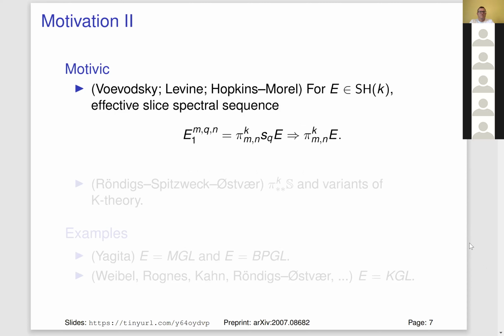So along with equivariant motivation, we also have motivic motivation. So I'm lucky to be speaking second, so everyone now has heard a lot about this category SH(k). So a whole bunch of people worked on a motivic version of the slice spectral sequence. So given a motivic spectrum E, there's this thing called the effective slice spectral sequence, which starts with the motivic homotopy groups of some spectrum associated to E and converges to the motivic homotopy groups of E.